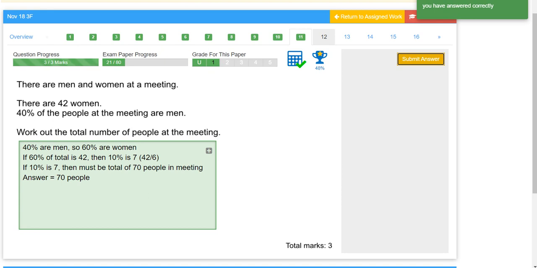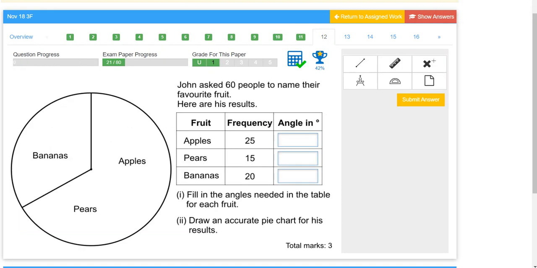On to question 12. We're still only on grade 1. There's an awful lot to get through here. We have a pie chart, and we're told there are 60 people. So what am I going to do? I want to work out how many degrees I need for one person, or one person giving their fruit. So I would do 360 divided by 60 people, which is 6 degrees. So any one fruit is 6 degrees.